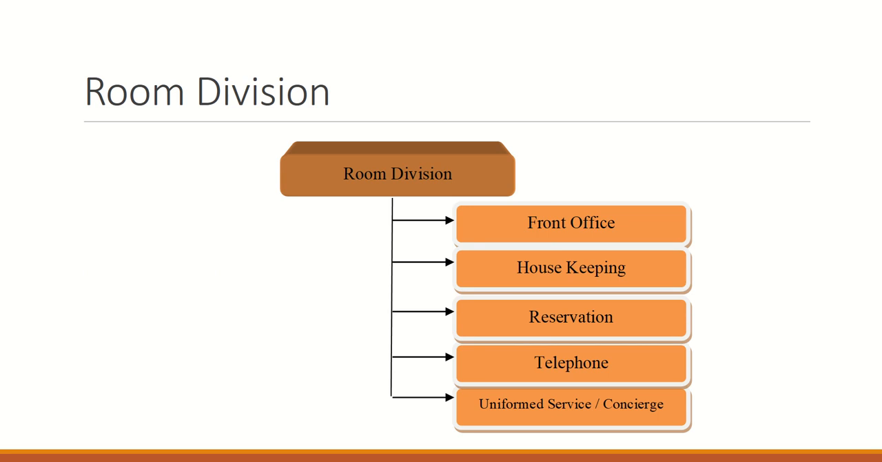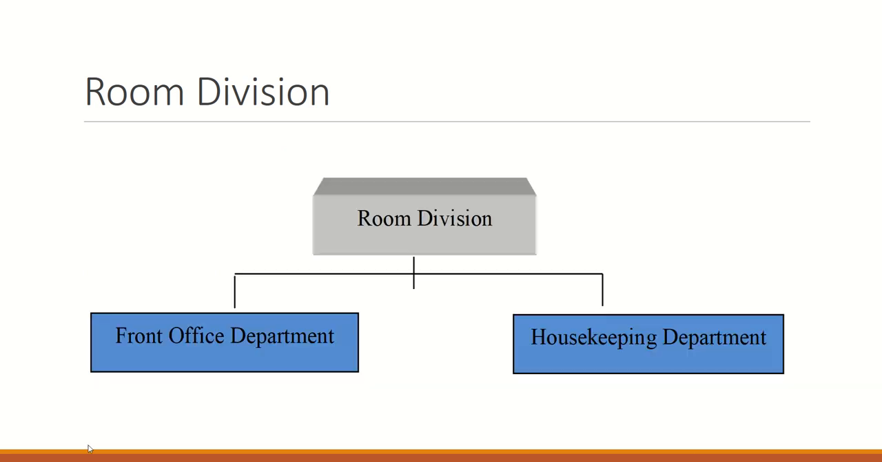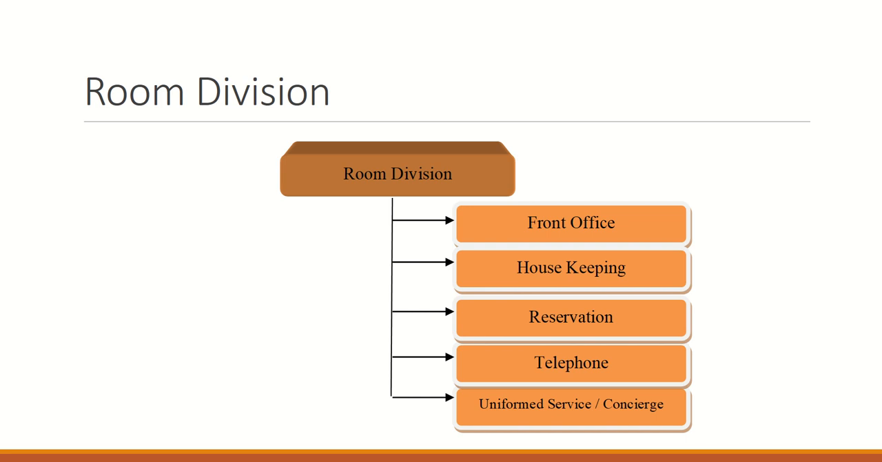As you can see, this is the picture from the book on page 18. It is the organization chart, which I narrowed down, because actually under room division there are many subsidiaries or departments. Starting from the first one, front office.